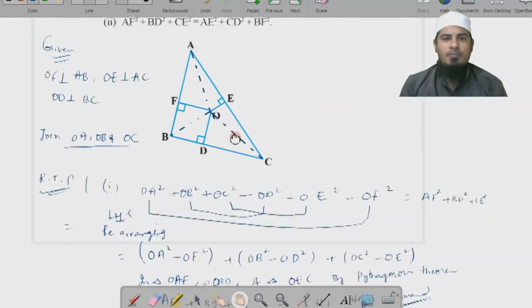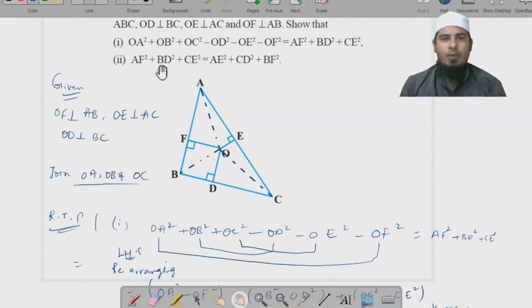In a similar manner, if we take the LHS of the second equation, we apply Pythagoras theorem to AF square, BD square, and CE square.